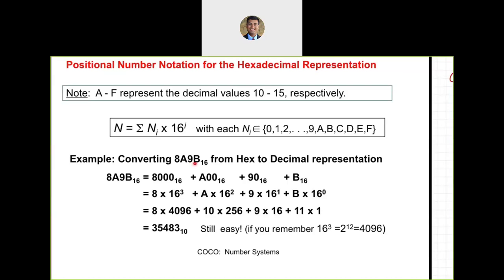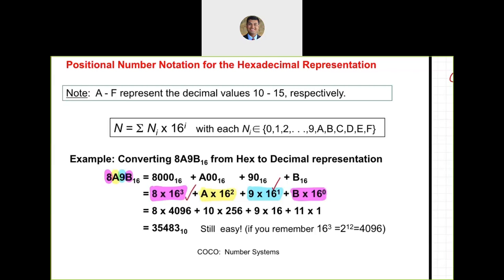Take the number and convert it into decimal. All I have to do is multiply B with 16 raised to 0, 9 with 16 raised to 1, A with 16 raised to 2, and finally 8 with 16 raised to 3. Now, clearly, I can perform this and I can perform this.